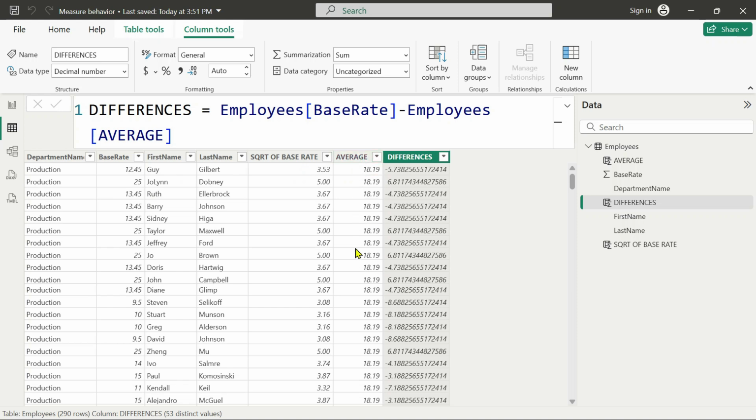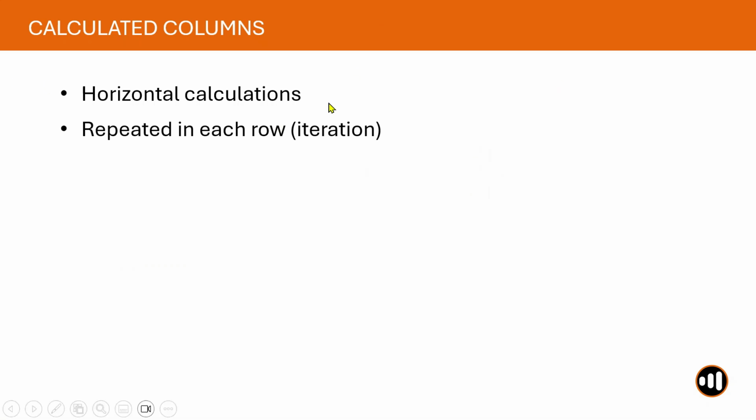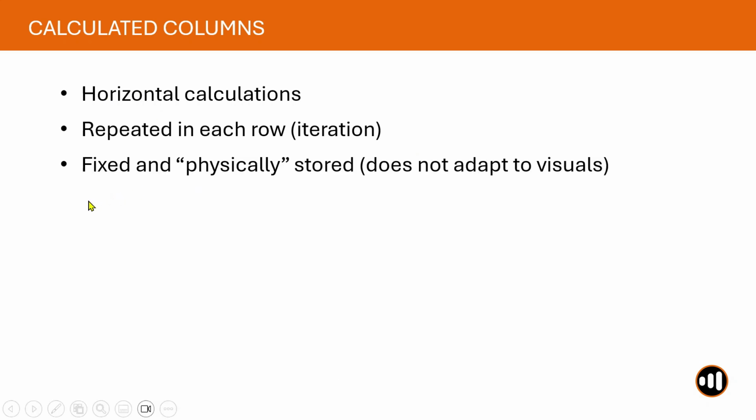So it could make sense to run vertical calculations for calculated columns, but most times I would say you would be running row by row calculations, horizontal calculations, or iterating calculations for calculated column creation. And like I said, these horizontal calculations will be repeated in each row. So the same horizontal calculation will be taking place in each row. And you can see that new columns, calculated columns, are fixed. They are fixed and they are physically stored. They do not adapt to visuals. What does that mean?